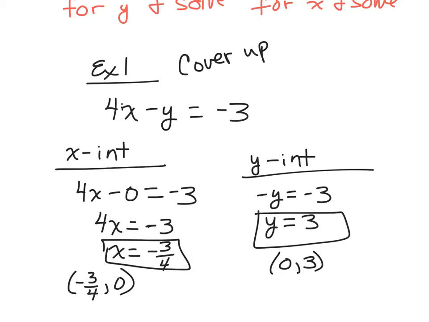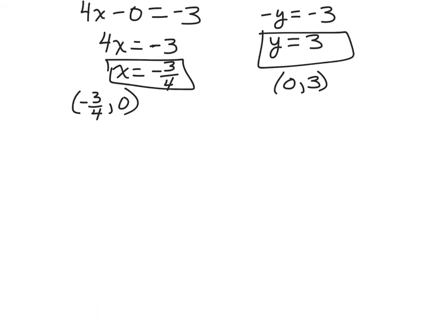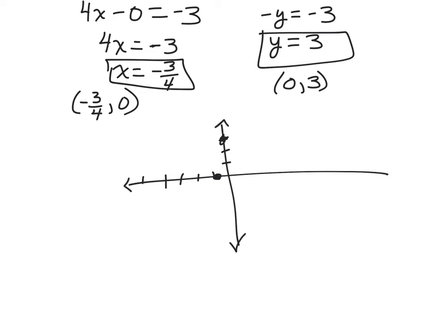Well, we got 2 points on the graph. Now we can sketch the graph. So, here we go. Negative 3/4 on the x-axis would be 3/4 of the way to negative 1. So it's going to be like right in there. Zero, 3 will be 0 left and right and 3 up. Boom, shakalaka. There's 2 points on the graph. Here's the graph.